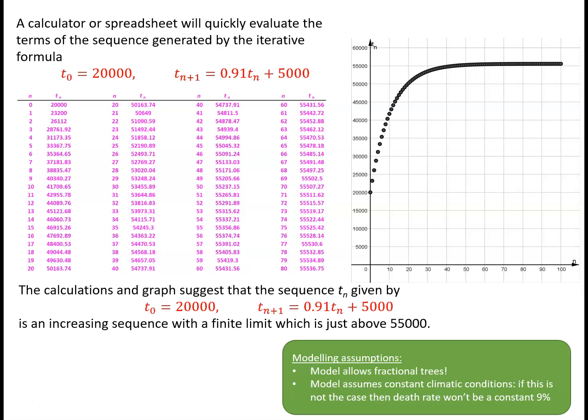The modelling assumptions that we've made is that the model is allowing us to have fractional numbers of trees. Much more important, though, as a modelling assumption is that we are assuming fairly constant climatic conditions. If this isn't the case, then the death rate certainly won't be a constant 9%. So some years we might have the number of trees being cut down needing to be more than 9%, and other years it may need to be less than 9%. But our mathematical model is assuming a constant 9% of the trees are cut down each year.